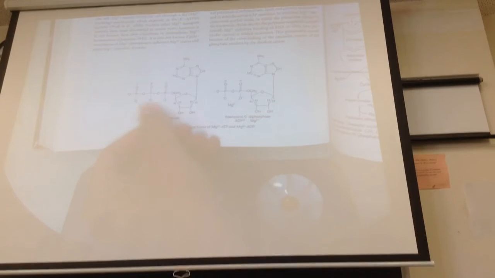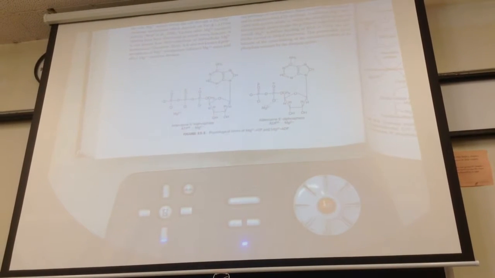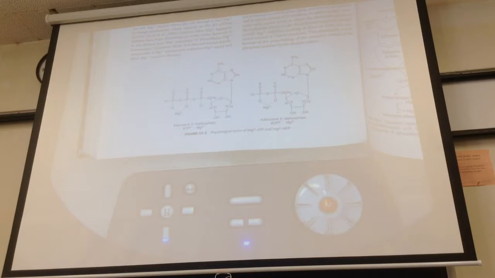This one is 1 minus, magnesium is 2 plus. It brings those two things together. And this does two things. One is it changes the shape of the ATP, which allows it to interact with these ATP-dependent mechanisms.